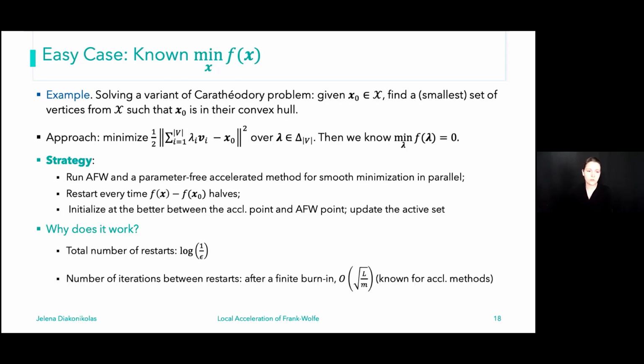What you can also argue is that after a finite burn-in, when you get to this point where your feasible set contains the optimum, Nesterov is guaranteed to contract the optimality gap within order root L over M iterations. This works nicely. You don't actually need to know either L or M.